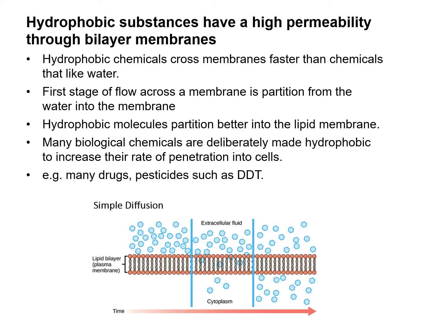The first stage of such flow across a membrane is a partition from the water into the membrane. Hydrophobic molecules partition better into the lipid membrane because of the hydrophobic interactions between the lipids in the membrane and the hydrophobic molecules. Many biological chemicals are deliberately made hydrophobic to increase their rate of penetration into cells, such as many drugs, as well as pesticides like DDT.